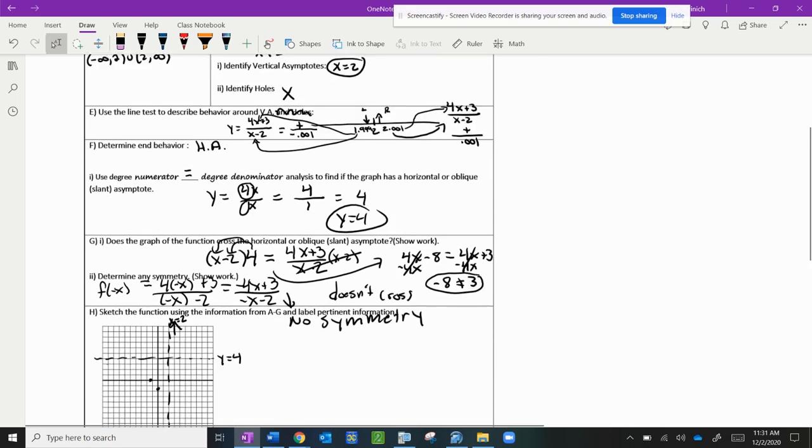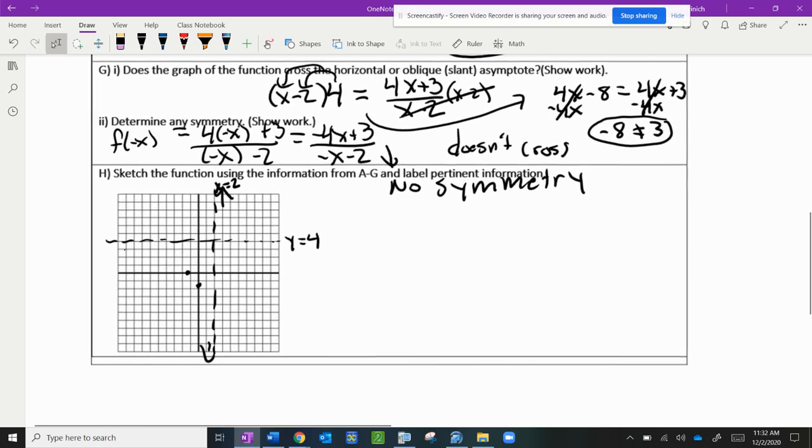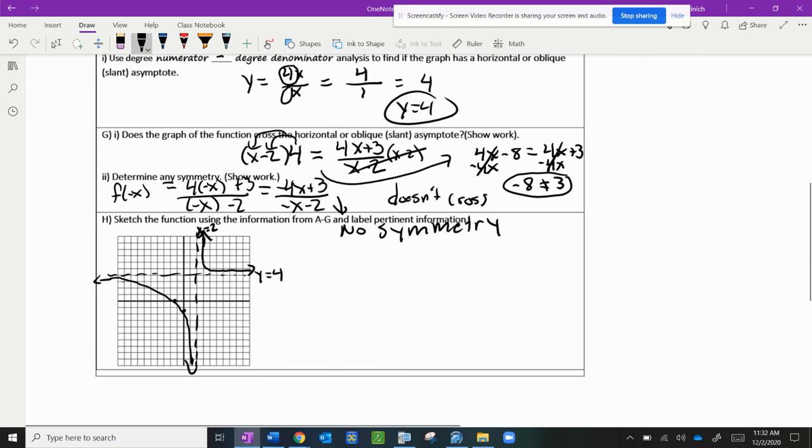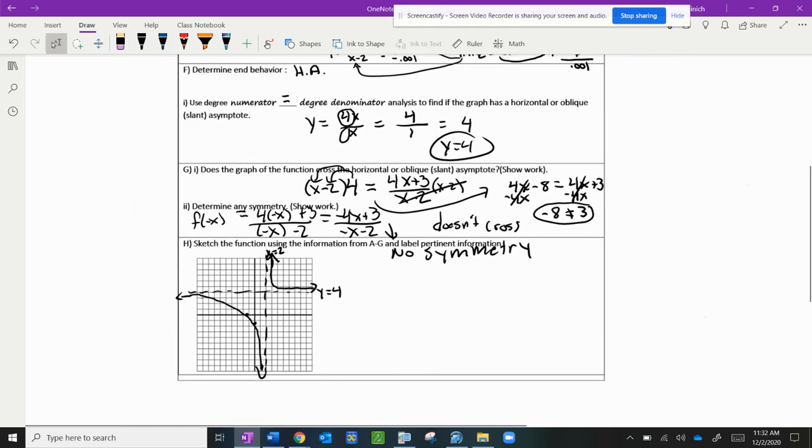And I think I'm ready to finish my graph. So I know it approaches here. And I know it's up here, so I know it's going to behave like this. And there's my graph.